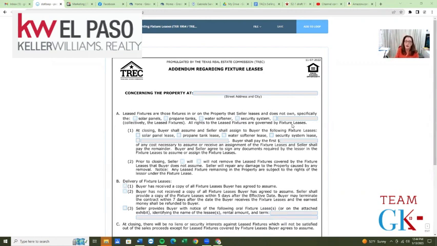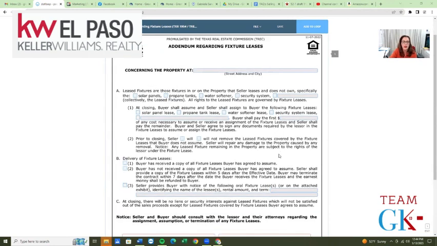The owner got solar panels, it's leased by Tesla or whatever, and the contract on that has to convey to the new buyer. Now, at closing, the buyer shall assume this, or can either assume, and seller shall assign the buyer with the fixture leases for whatever lease it is. The buyer shall pay whatever amount that they choose to put in there, and everybody agrees to assume it, okay, because usually there's a transfer fee.